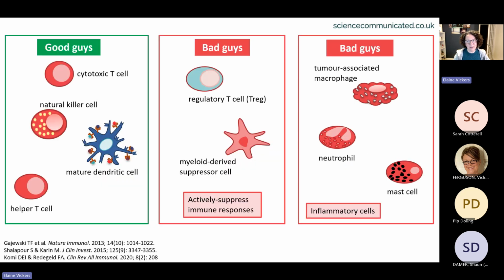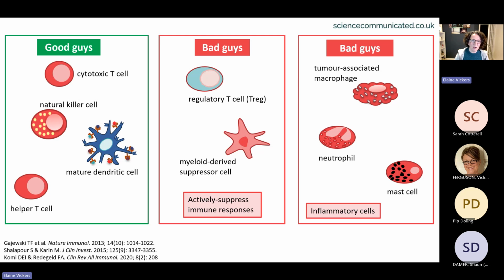So you can very roughly categorize the sorts of white blood cells you find inside tumors as to whether they are good guys, whether they're killing cancer cells, or whether they are bad guys and actually protecting and supporting the cancer cells. So the good guys, these are the cytotoxic T cells, the T cells that can directly kill cancer cells. Natural killer cells, mature dendritic cells, helper T cells, often even B cells. These are helpful in terms of generating a cancer-fighting immune response.